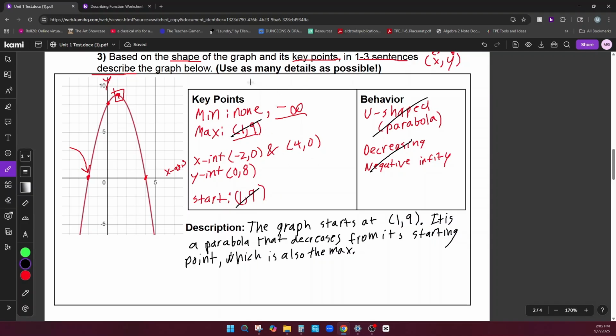So now, what do I want to talk about? We say that it's decreasing. We're going to talk about the points that it passes through. It passes through... We'll start with the y-axis. It passes through 0, 8 on the y-axis, and -2, 0, and 4, 0 on the x-axis.